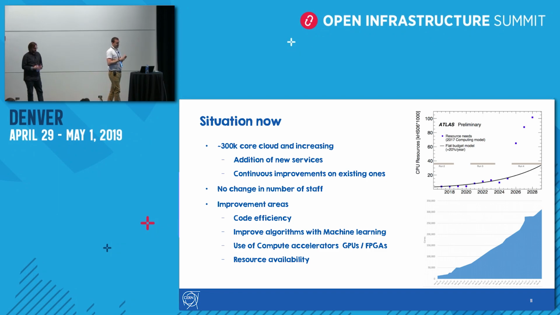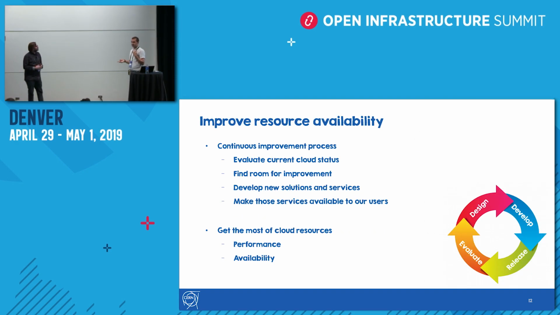And our duty was to try to get the most out of the hardware that we have and get the most resources available to them. This is what this presentation talks about: ways to evaluate the status of the cloud, find places in which we can improve the cloud service, develop those solutions, and make them available. So with two main objectives: getting the best performance for our users and getting the most amount of resources.